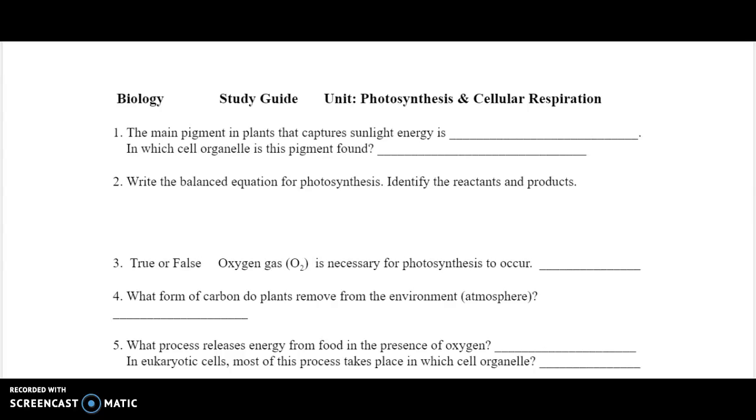And now we're going to go through the Photosynthesis and Cellular Respiration study guide together. Number 1 says the main pigment in plants that captures sunlight energy is blank. It's a green pigment that reflects green light, makes plants look green, and that would be chlorophyll.